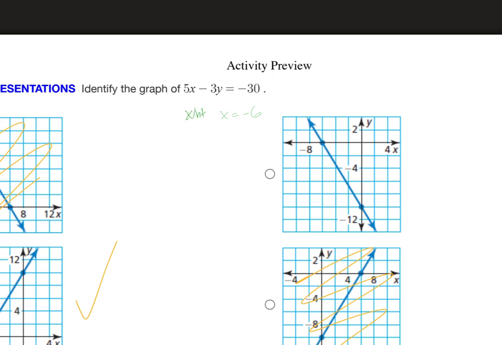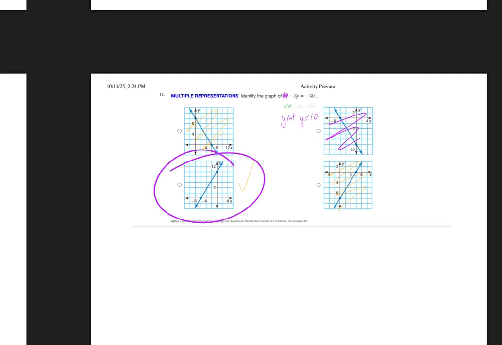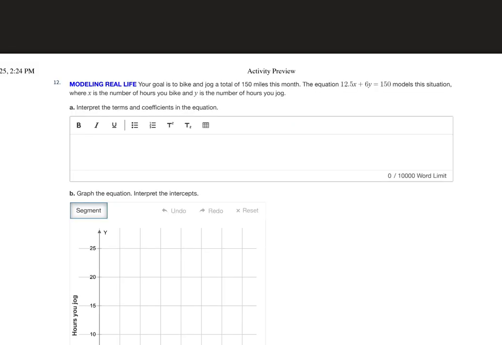Let's erase this. And now find the y-intercept. The y-intercept is when x is 0. So y equals positive 10 now. Oh, look. I was right. Interesting, right?